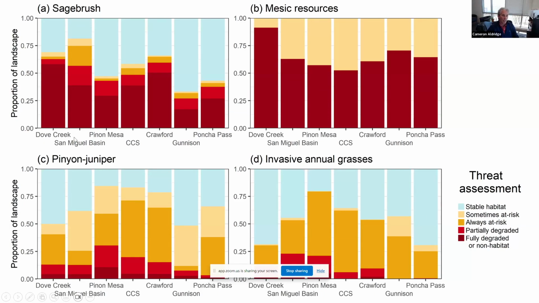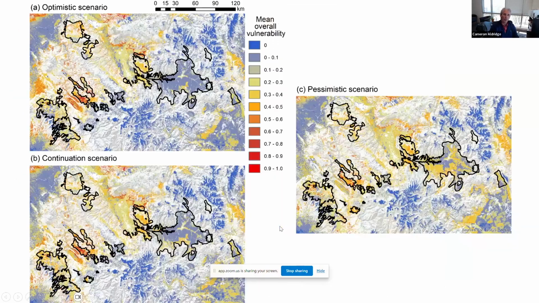The same goes for the invasive plants, with pinyon juniper being native, creeping down, and exotic invasive annual grasses. Most of these populations are at high risk of some of these exotic invasive plants. That also is going to bring higher risk of fire potential, which I'm not showing here, but we did characterize. So it doesn't bode terribly well for these populations, but we can map these out with these risks.